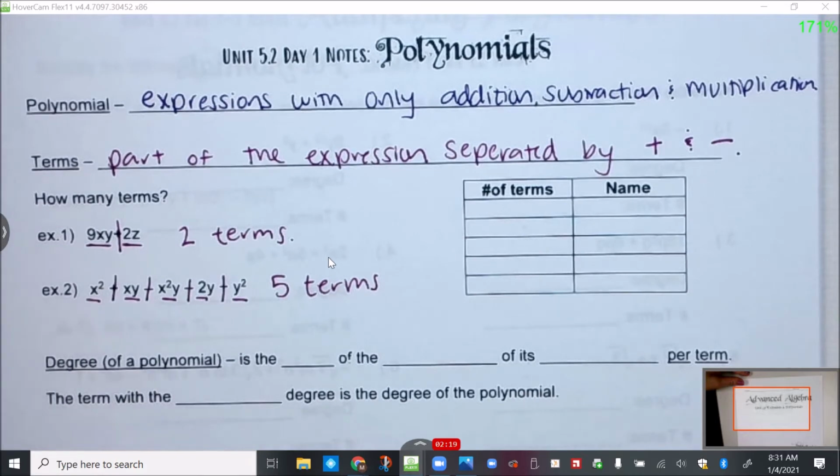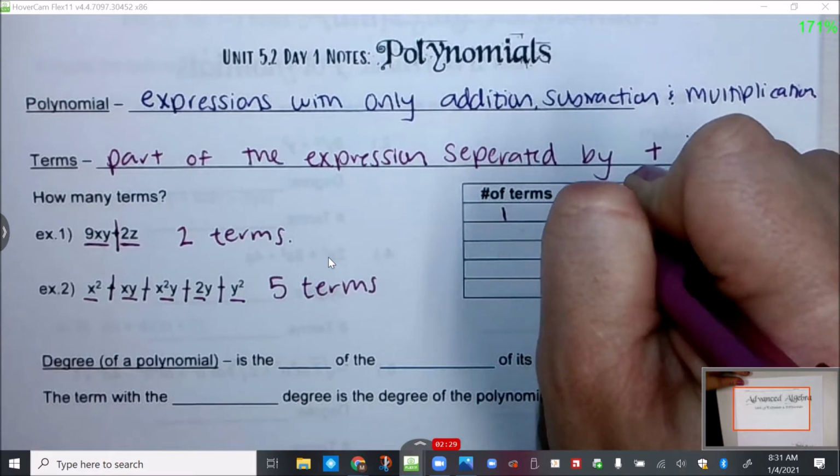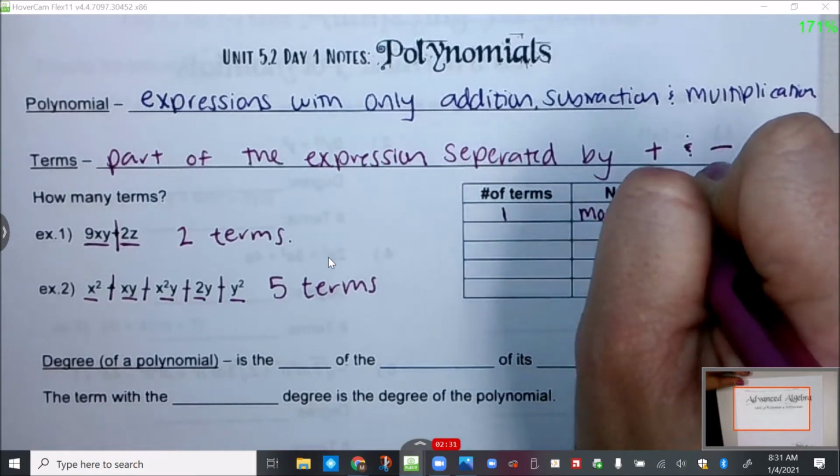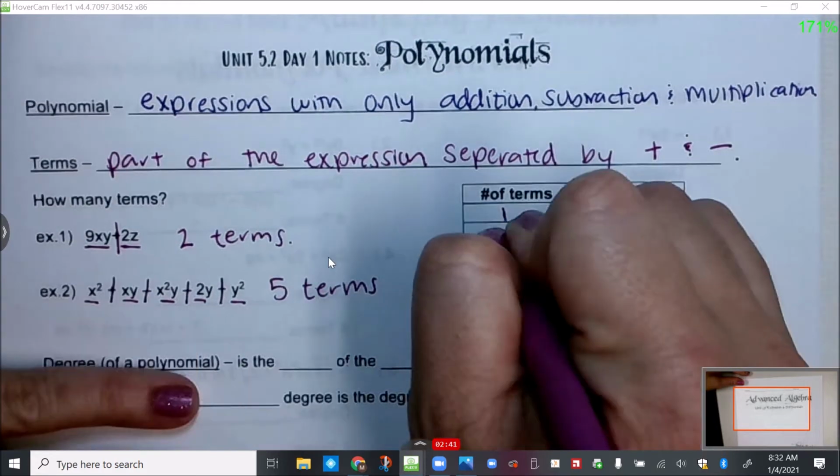So there are fancy names depending on the number of terms. Okay? So there will always be at least one term, and one term is a monomial. Mono means one, right? So one term is a monomial. 2 is binomial. You're right.